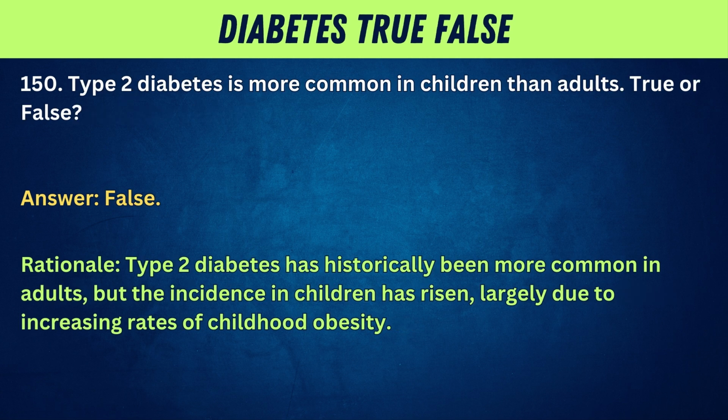150. Type 2 diabetes is more common in children than adults. True or false? Answer: false. Rationale: Type 2 diabetes has historically been more common in adults, but the incidence in children has risen, largely due to increasing rates of childhood obesity.